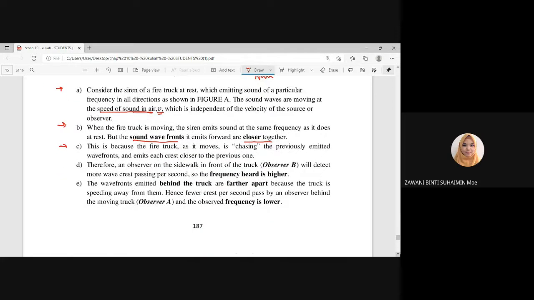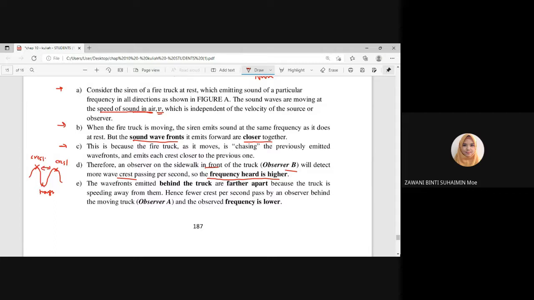Okay, so therefore an observer on the sidewalk in front of the truck, iaitu observer B, will detect more crests passing per second. So the frequency heard is higher. Crest ni adalah the amplitude. Kan kita belajar kan yang atas ni kita panggil dia crest. Okay, yang bawah kita panggil dia trough. Atas ni crest. Okay, so maksudnya crest tu dia semakin rapat with each other. Basically that is the idea lah.